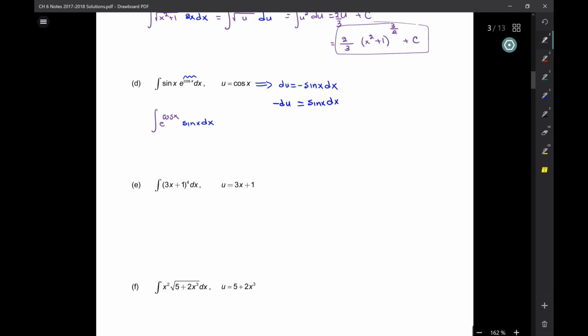Okay? So now we plug it in. It's the fun part now. e to the what? e to the u, negative du, right? So this is going to be negative du. So I put in the negative before. You could put it wherever. Fine, okay. No, we'll put it in there later. Okay, so this is going to be negative e to the u plus c, negative e to the cosine x plus c.